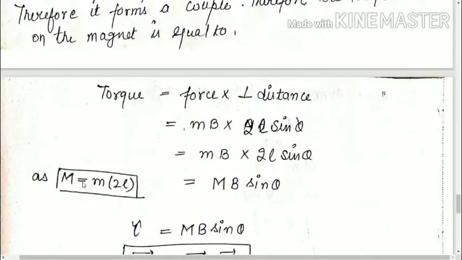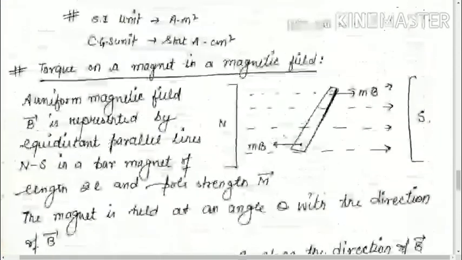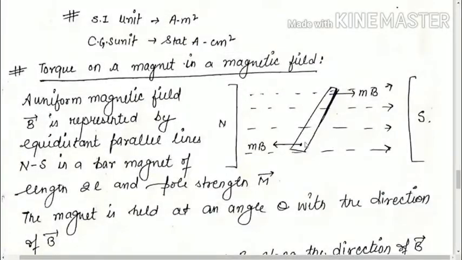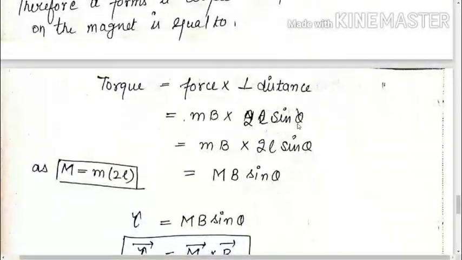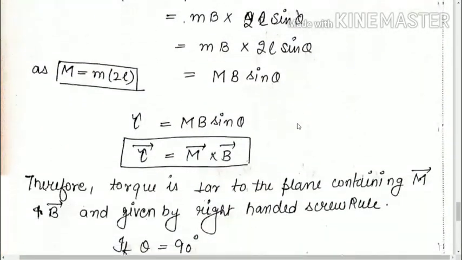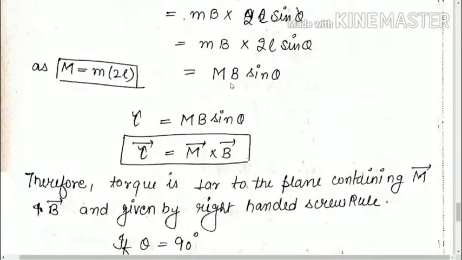Here capital M, the dipole moment, is equal to the pole strength into the distance between them, that is 2L. So M into 2L is written as capital M, and the torque is M B sine of theta. Please make sure the perpendicular distance is 2L. Make a simple triangle with the angle theta, and take sine theta equals perpendicular upon hypotenuse. From here you get the perpendicular distance 2L sine theta. If any problem arises, you can ask. So tau is equal to capital M into capital B sine of theta.